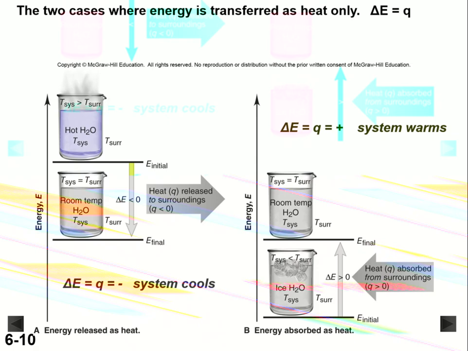System warms. So if we have only heat transferred in a process, if delta E is negative, then Q is negative. That's when our system is cooling down. If delta E is positive, that is Q is positive, then the system would be warming.